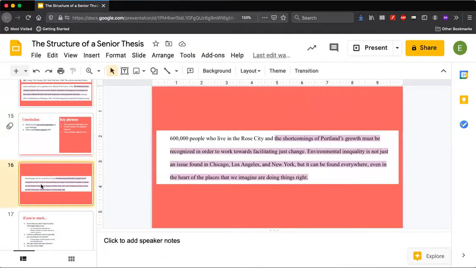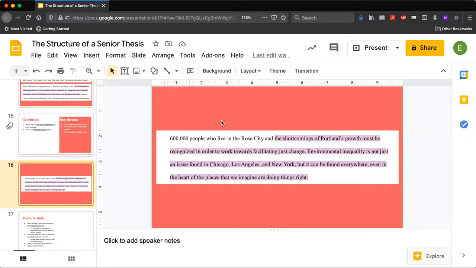Okay, so the student thesis, returning to that again, the student writes, the shortcomings of Portland's growth must be recognized in order to work towards facilitating just change. Environmental inequality is not just an issue found in Chicago, Los Angeles, and New York, big cities, but it can be found everywhere, even in the heart of the places that we imagine are doing things right. So I think this is a great couple of sentences in terms of establishing why this research is important, right?